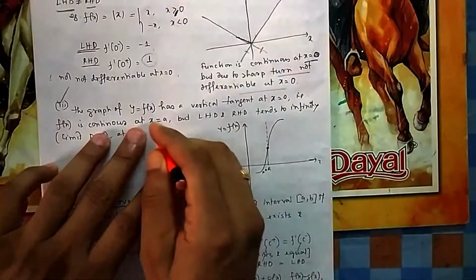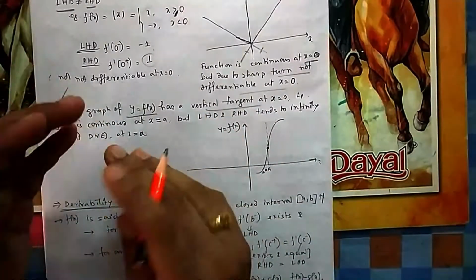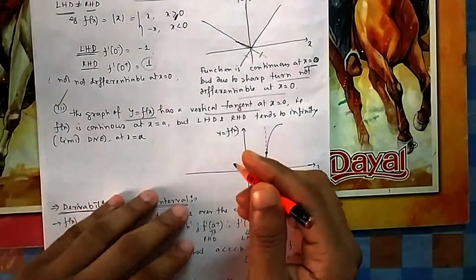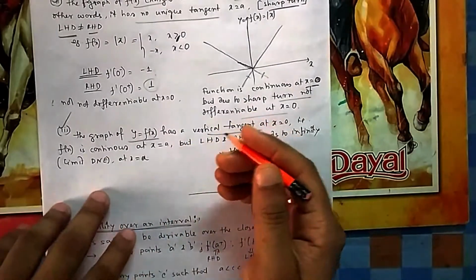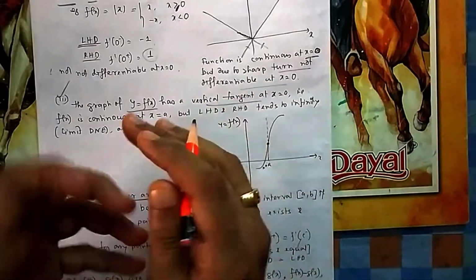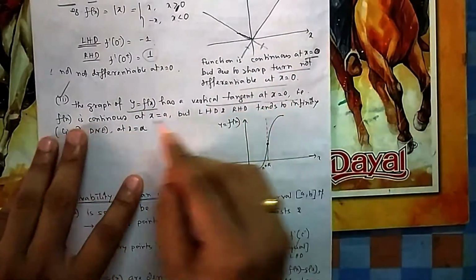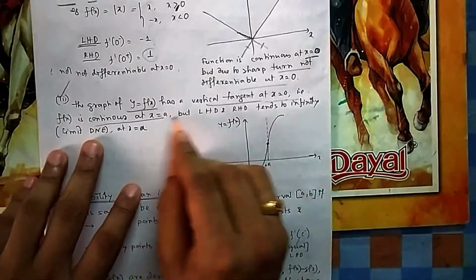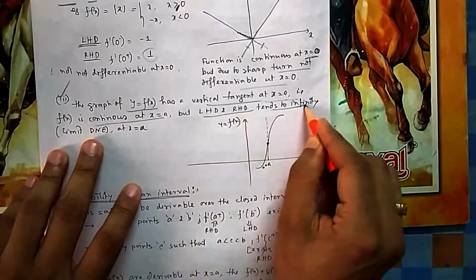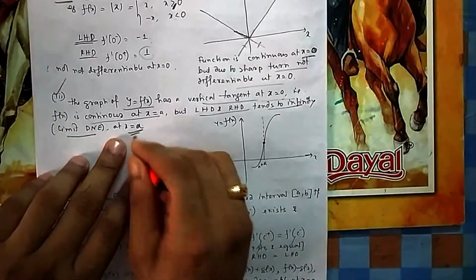And the third case is that the function y equal to f(x) has a vertical tangent. With a vertical tangent, LHD and RHD are both equal, but they are not finite, they are infinite. And since infinity also means the limit does not exist, that is the case. So you can say your LHD and RHD are going to infinity, so there is a vertical tangent at x equal to a. That means f is continuous at x equal to a, there is no problem with continuity, but LHD and RHD are going towards infinity. That also comes under the limit does not exist.